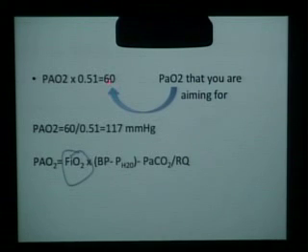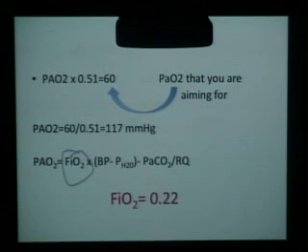Okay? You're aiming for a PO2 of 60. The ratio is 0.5. So now you have to solve for what alveolar PO2 you want. When we do that, it's 117. When you plug in this number in here and you solve for the FiO2, you have the other numbers, you're basically getting that the new FiO2 that you need is 22%.